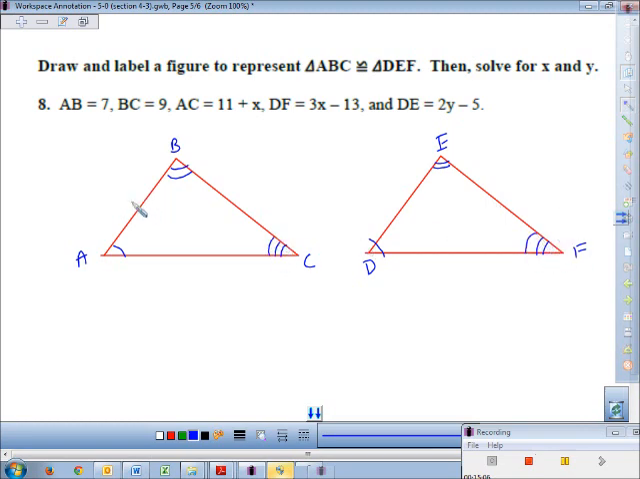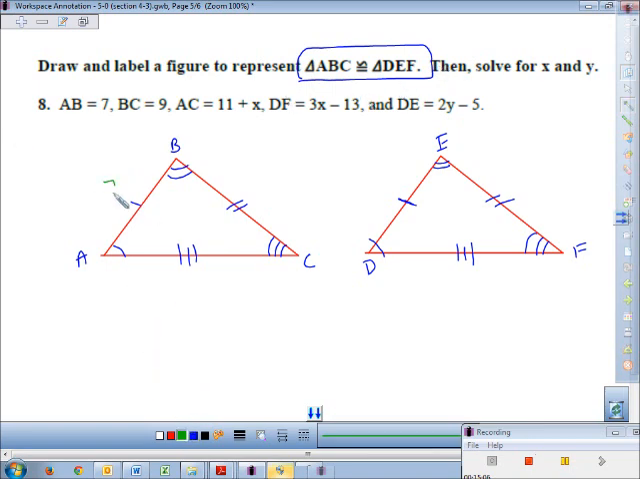Then we need to mark the side lengths. Segment AB corresponds with that one. This one corresponds with that one, and so on. So there's how to draw two congruent triangles representing triangle ABC is congruent to triangle DEF. Now let's put this info in our picture.